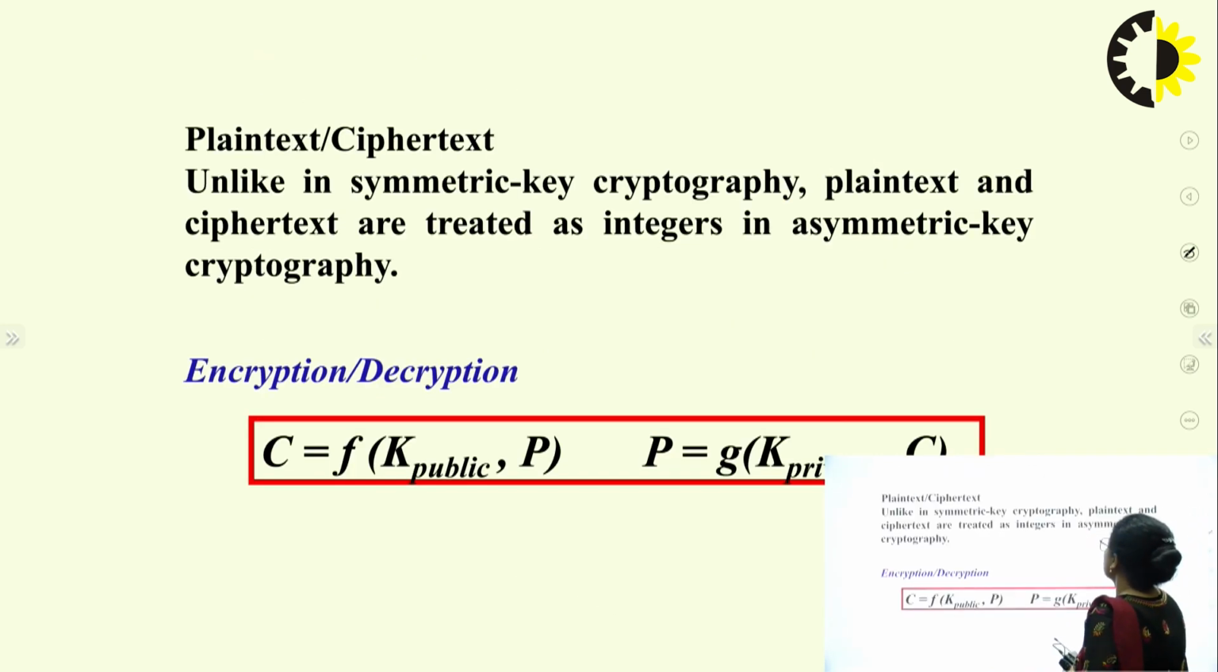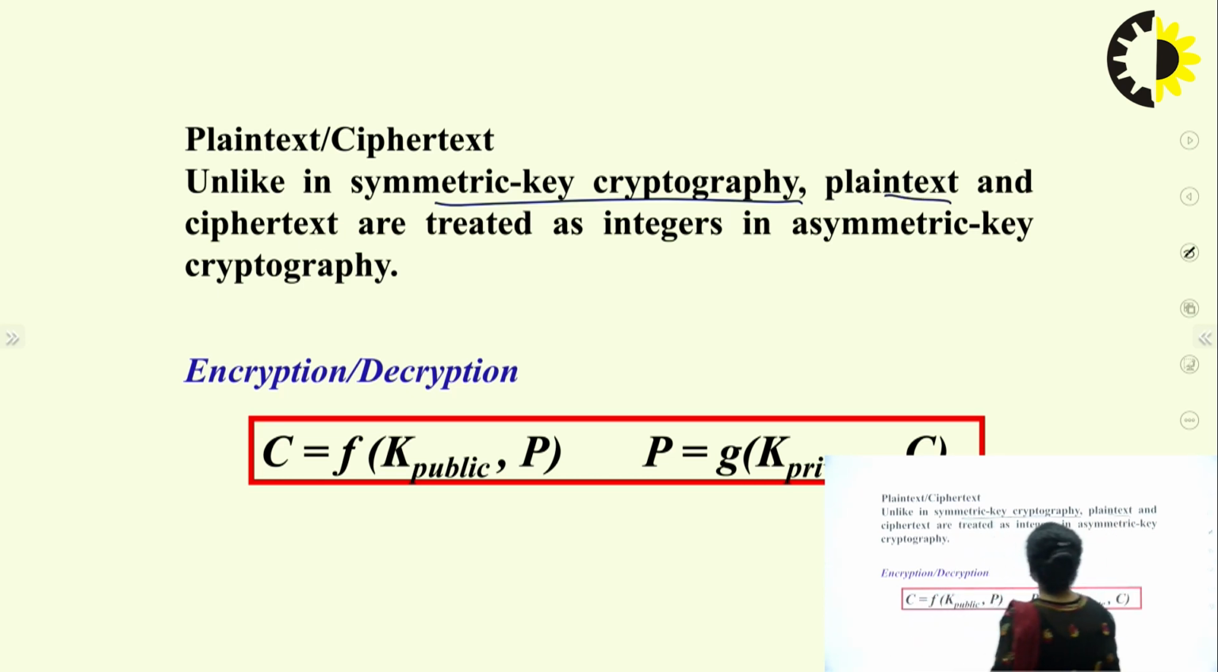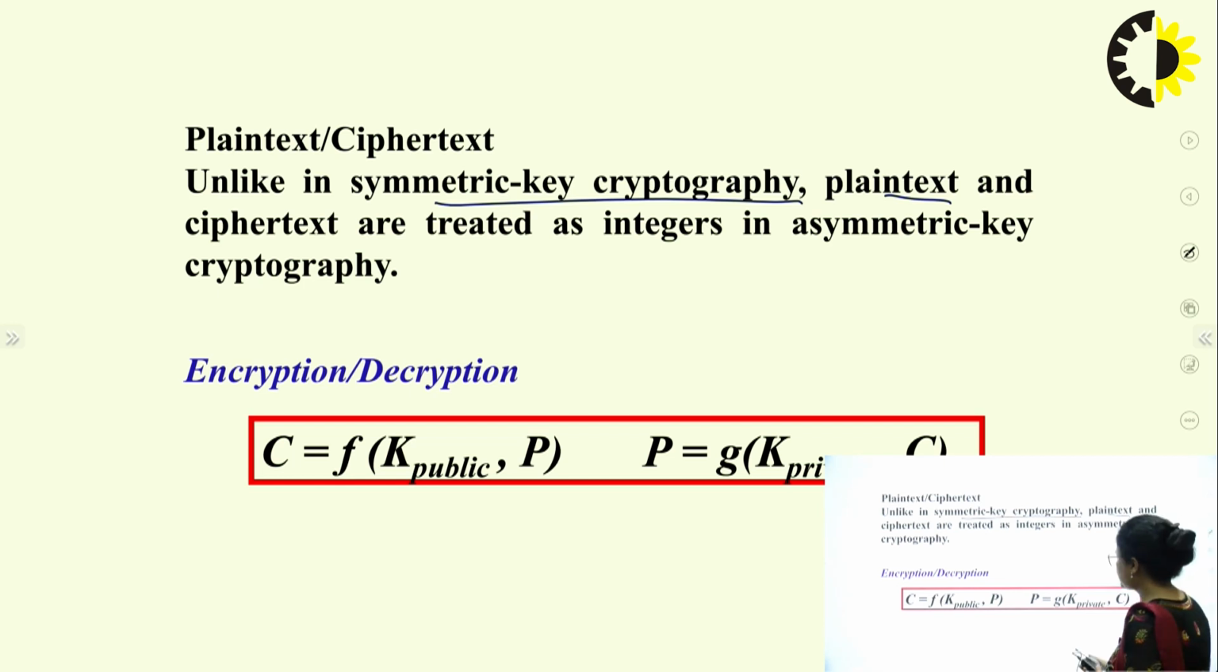Okay. So when it comes to here, in this case, we treat, unlike in symmetric key cryptography, the plain text and the ciphertext are treated. Okay, just give me a moment.